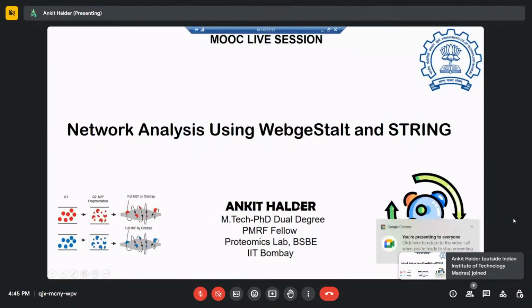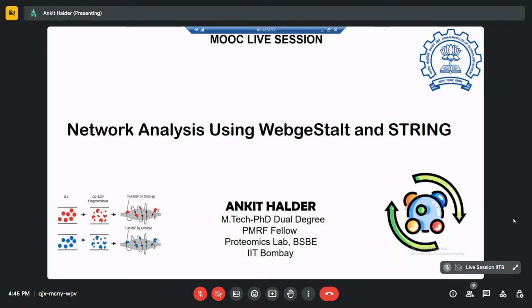So we'll be looking into the network analysis. Now you have gone through, and been given a brief overview about, the different interactions, starting from the autoantibodies to the immunogenic peptides.